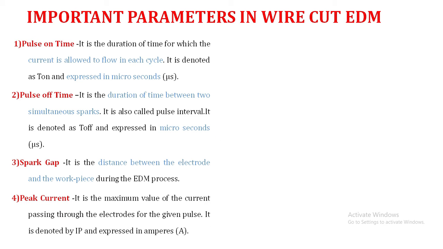Next, peak current. It is the maximum value of the current passing through the electrodes for the given pulse.